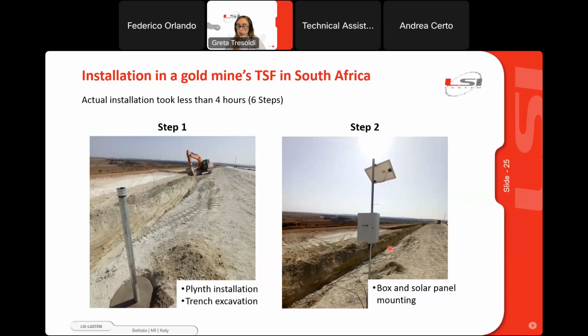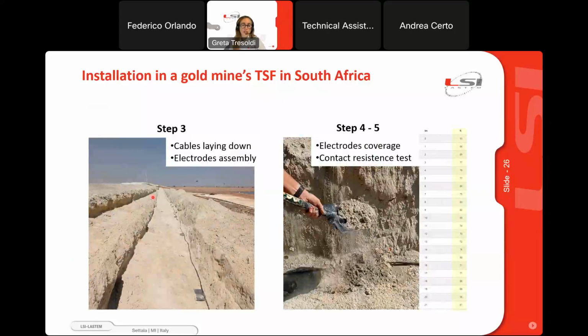You can see from the picture that in this case the system was installed on the crest of a dam, and the objective was the analysis of possible infiltration of rainwater and also seepages from the pond. Step 3 is the cables laid down and the electrodes assembly. Here you can appreciate how big the trench is compared to the cables and electrodes. These are the electrodes, and in this case the distance between the electrodes is 3 meters. So we have a profile of 141 meters and a maximum investigation depth of 22.5 meters.